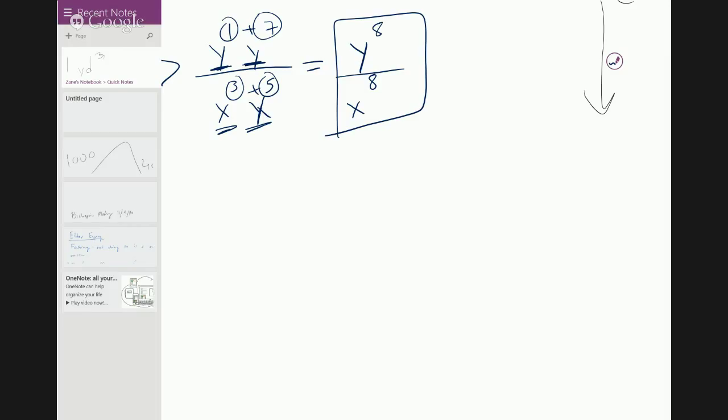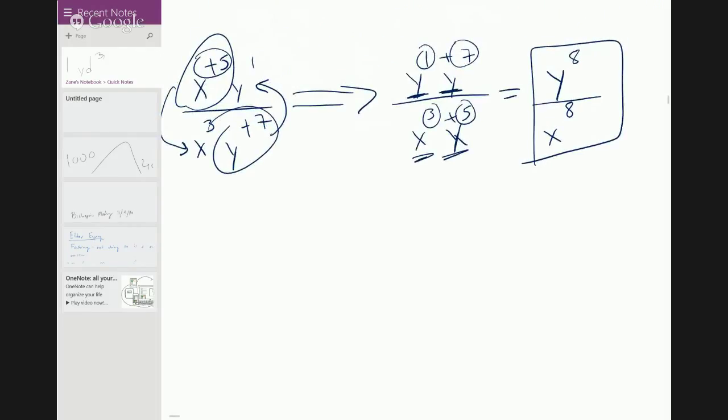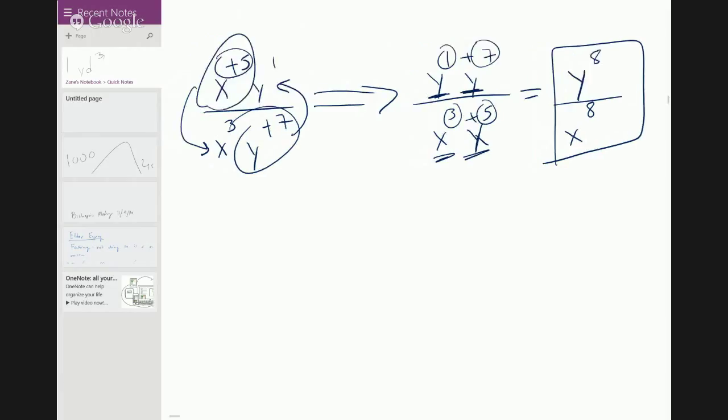Now, just in case you're looking for a shortcut, or if this just isn't quite clicking for you, let me show you another way to approach this problem. Let's say I'm dealing with the original problem, x to the negative 5th, y to the 1st, over x to the 3rd, y to the negative 7th.